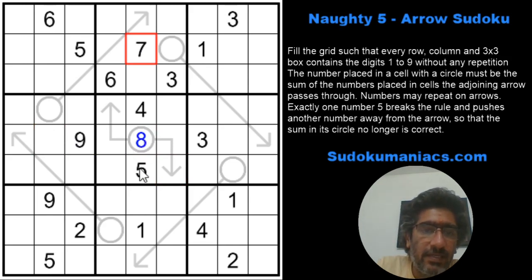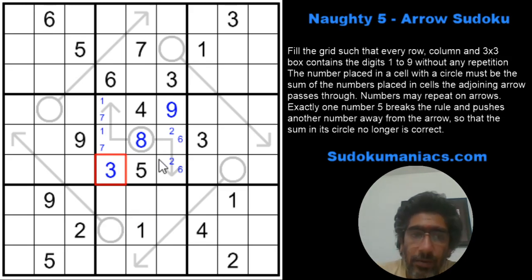So for 8 6, I can't have a 3 5 because the 5 is already there in the box, and in column 4 the 6 is already given, so this will have to be a 1 7 and this would be a 2 6. 3 cannot be here, so that's 9 and a 3, right? So basically we don't know which arrow is going to be the wrong arrow.